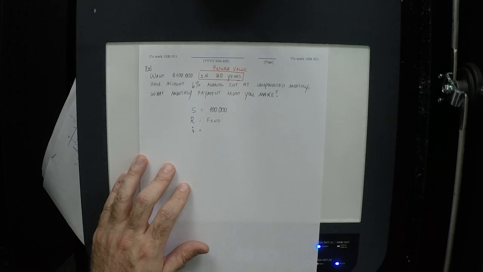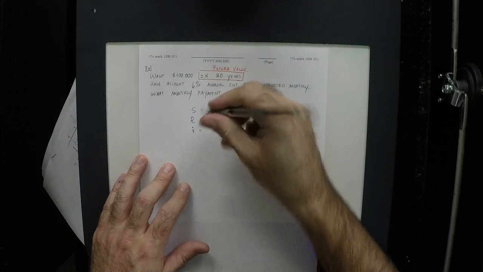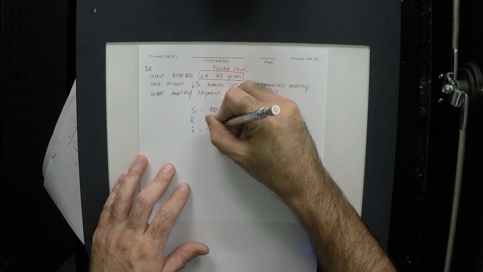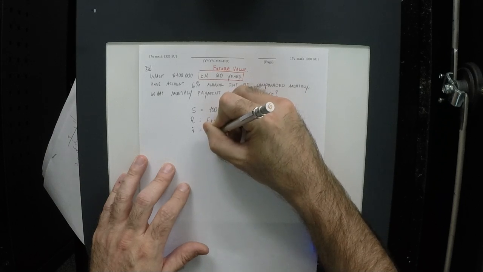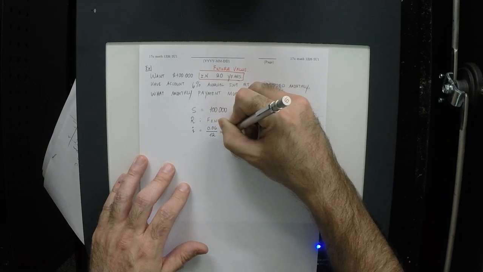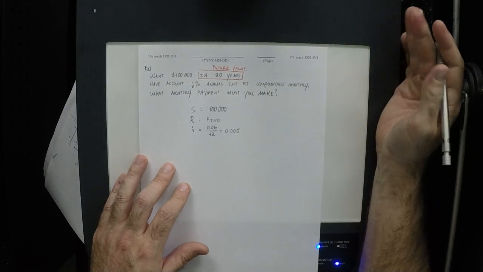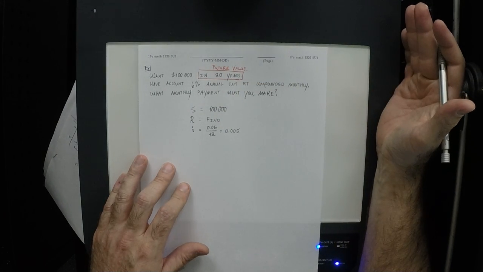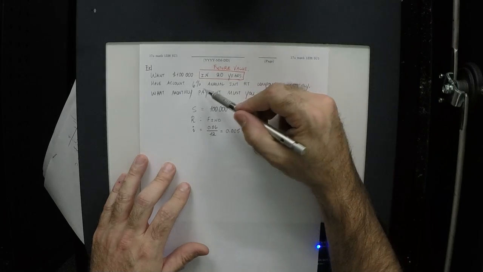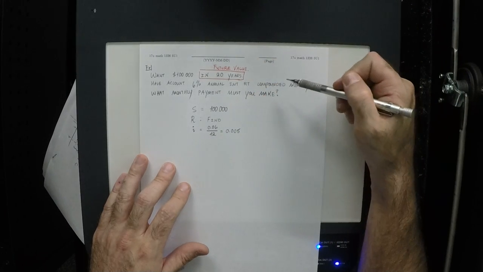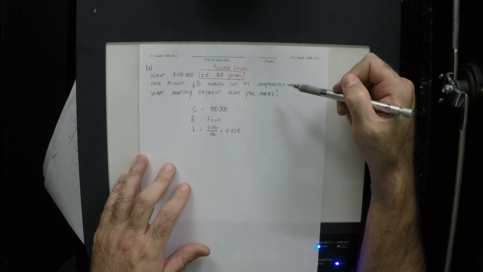0.06 and then divide by 12, which is 0.005. Why must we divide it by 12? Right, because it's 6% annual, but the action occurs monthly.